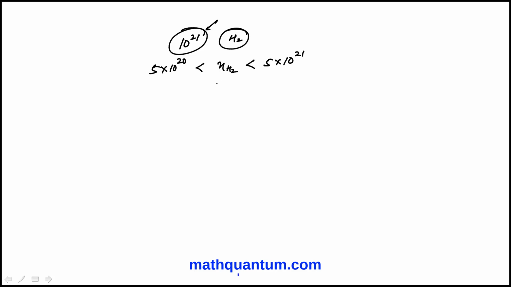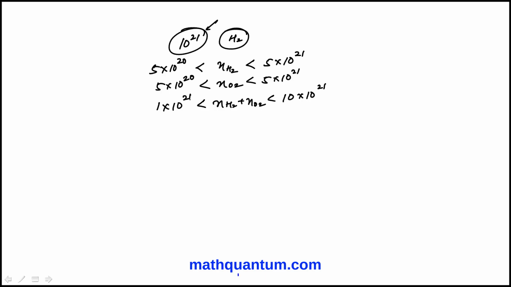The same thing we have for the oxygen, same condition. So we'll start with this piece, and the question is about their sum. So if you were to add these up, which is what I'm interested in, that would be between 10 to the 21, and here this would be 1 times 10 to the 21. So the question is, what is their combined sum total?